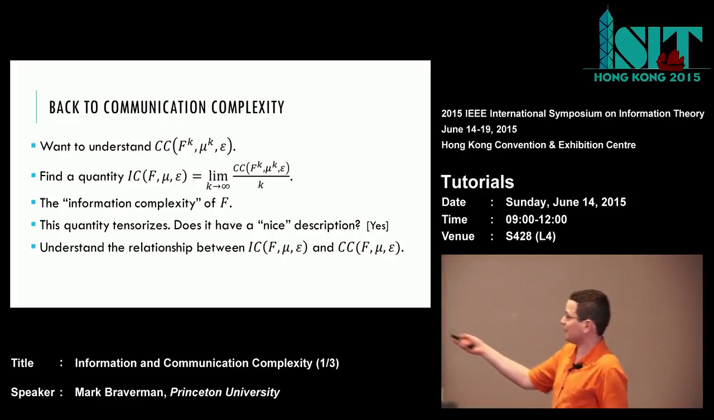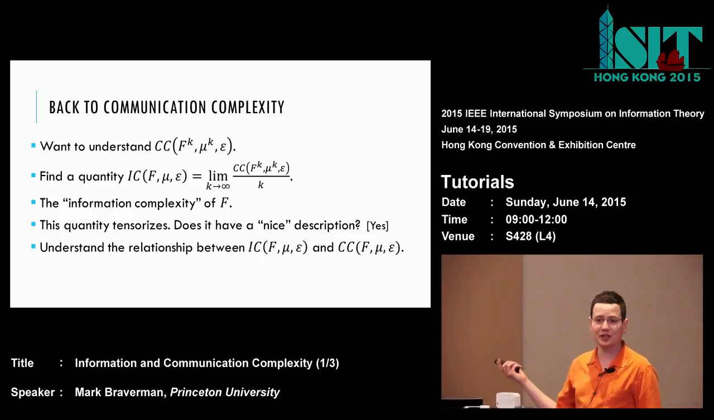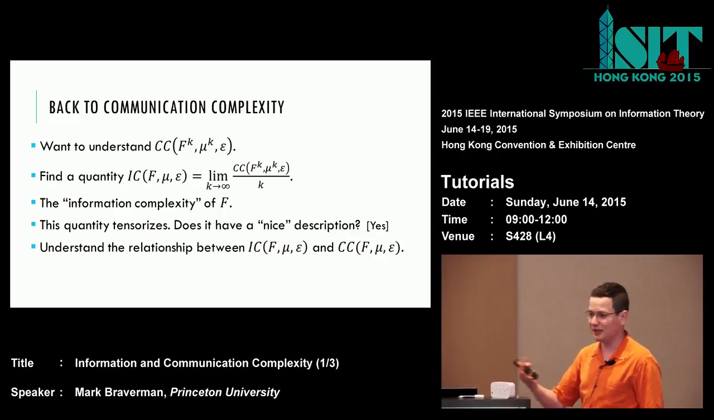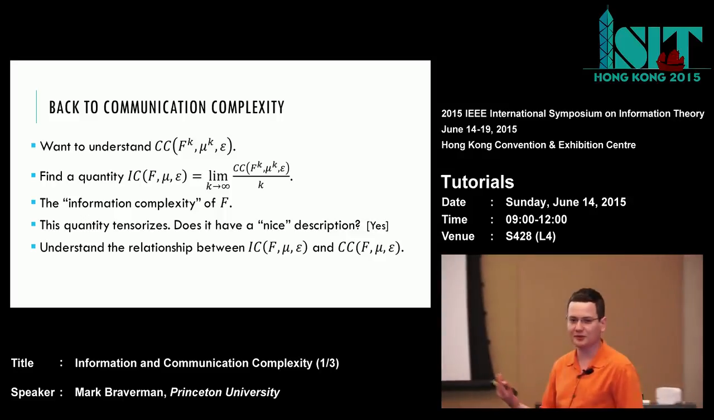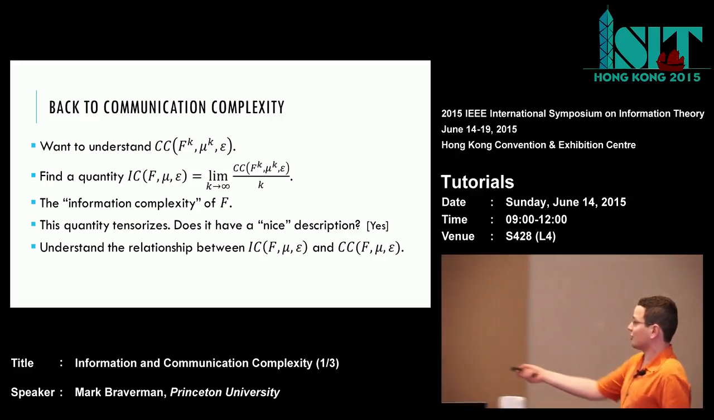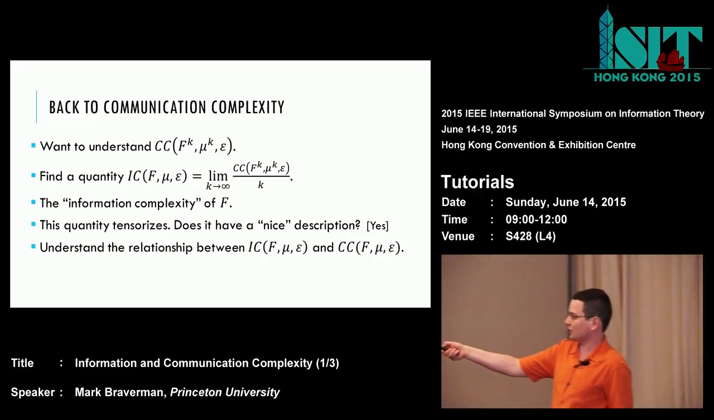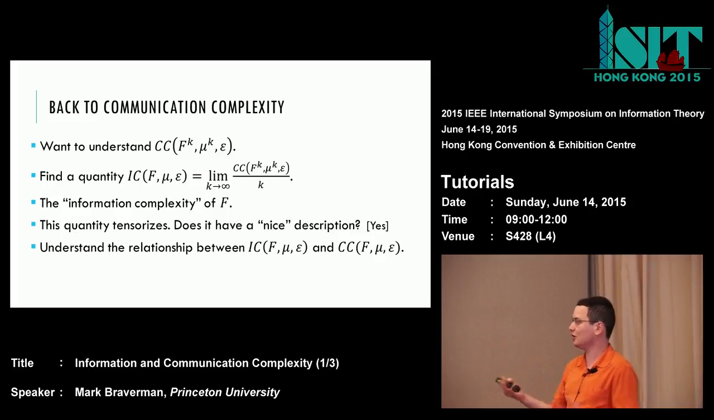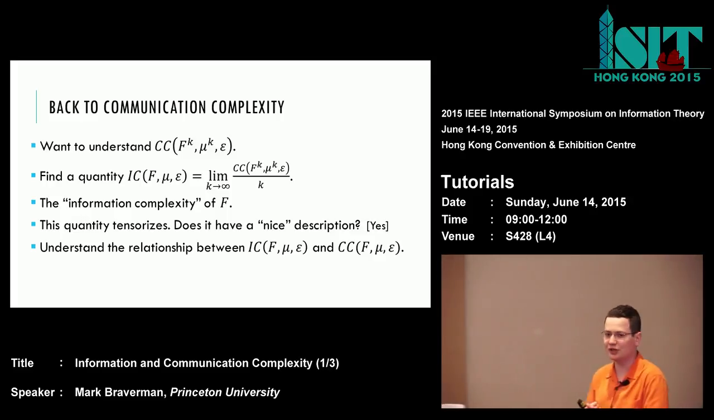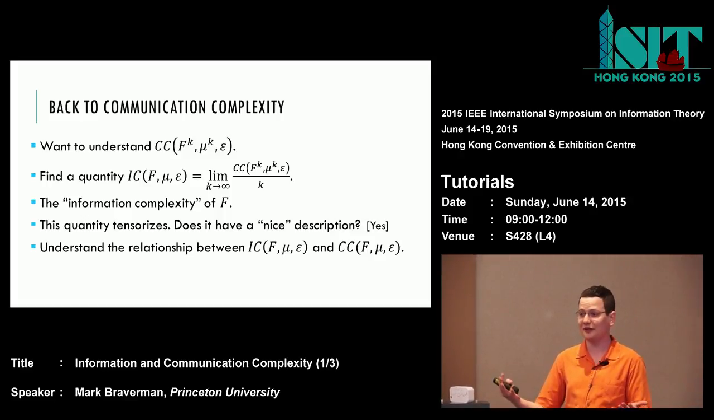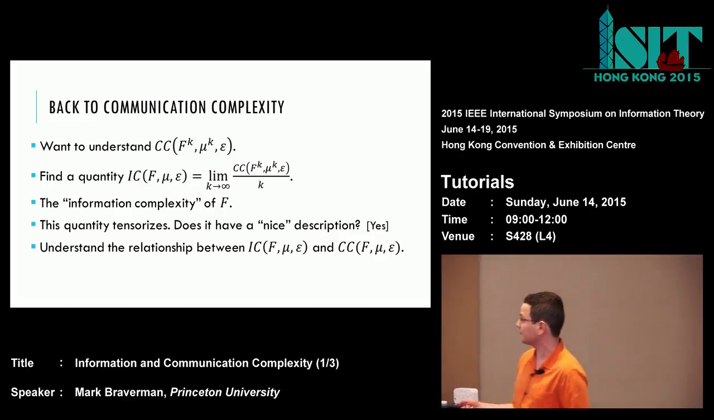OK, so that picture makes one jealous when talking about communication complexity. We wish things were as simple in the case of interactive communication, but let's see what actually happens. First of all, it would be useful to have a quantity IC, called the information complexity of F, which is the interactive analog of Shannon's entropy. It's the scaling limit of the communication cost of F as k goes to infinity.